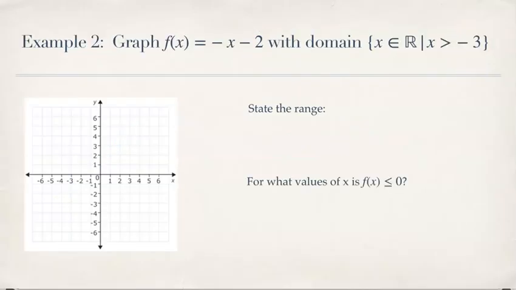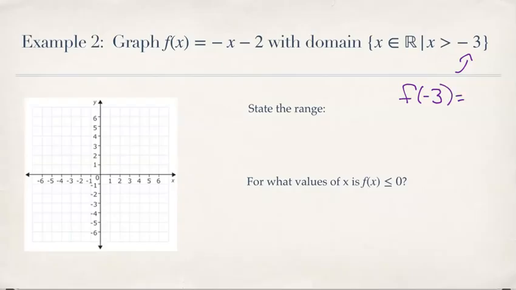Okay, another example is another line here. We're going to say the domain is all the real numbers where x is greater than -3. There are a couple ways to do this. I can graph this line until I get to an x value of -3, or I can go ahead and start at -3. If I use this as my starting point, then I can find f of -3 and start my line from there.